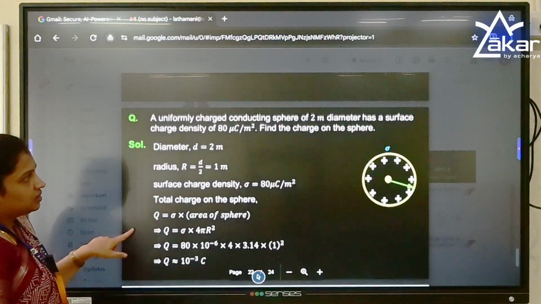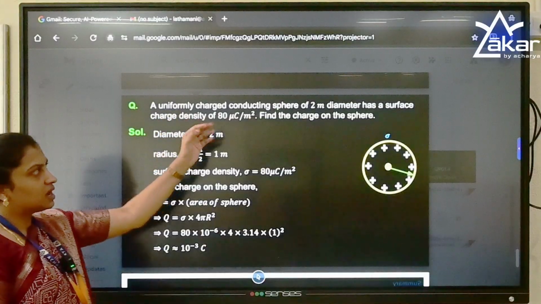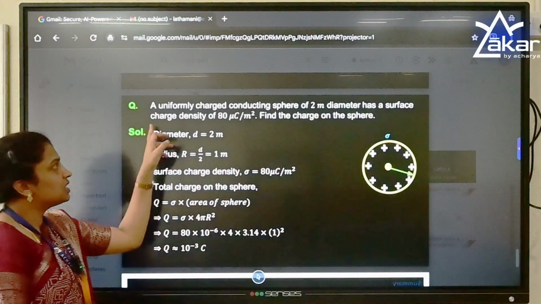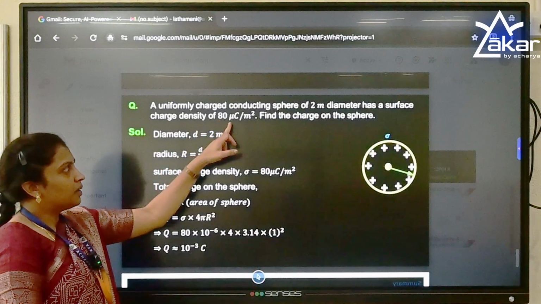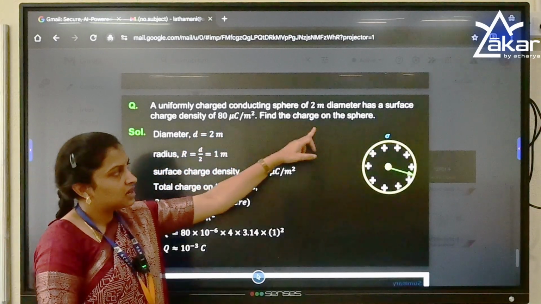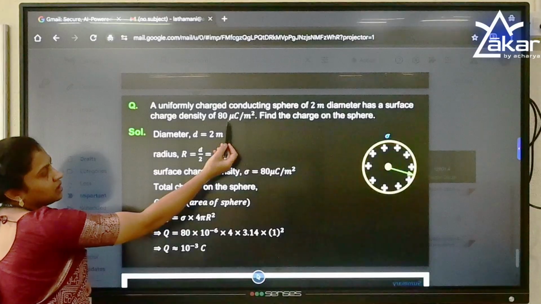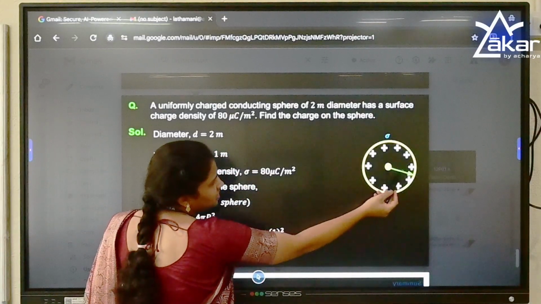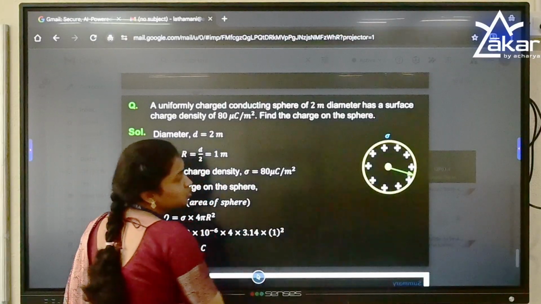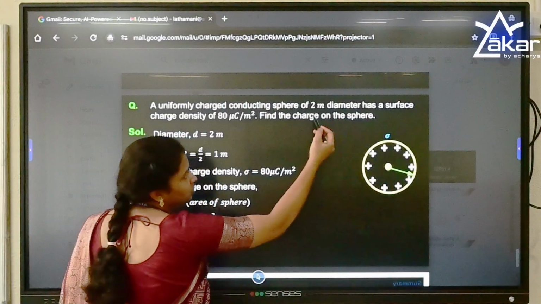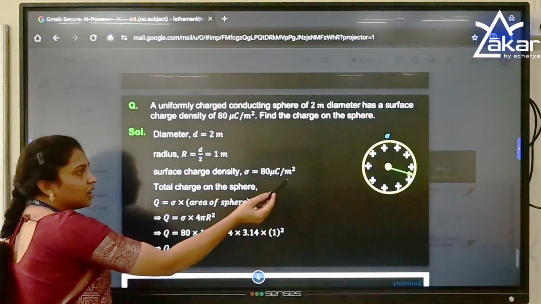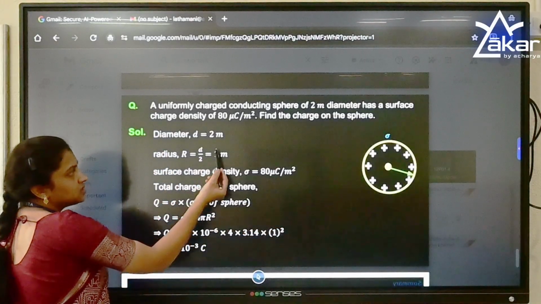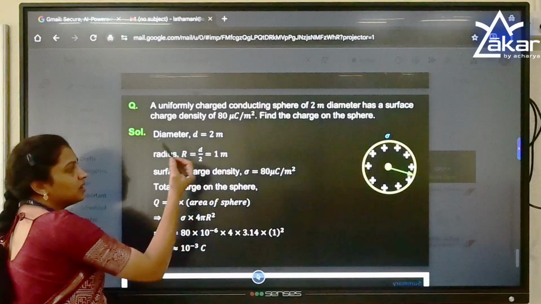Here one example is there. A uniformly charged conducting sphere of 2 meter diameter has a surface charge density of 80 microcoulomb per meter square. Find the charge on the sphere. Here they have given the diameter, 2 meter. Now if you want to find the radius, you divide it by 2. So 2 divided by 2 is 1 meter.